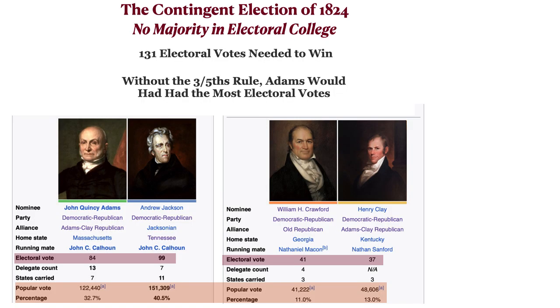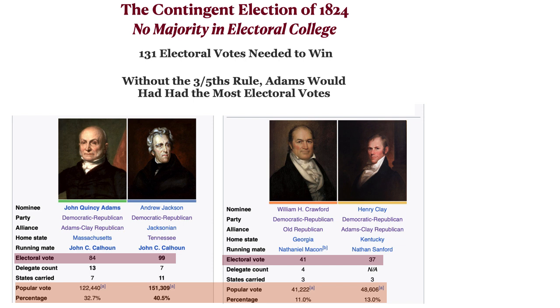But what's really important to note about it is the U.S. Constitution, you have to win a majority in the electoral college to win. At this time in 1824, you needed 131 electoral votes. And you could see Andrew Jackson got 99, John Quincy Adams got 84, Crawford got 41, Henry Clay got 37. So nobody was really even close. So it has to go to the House of Representatives. They have to pick somebody state by state.